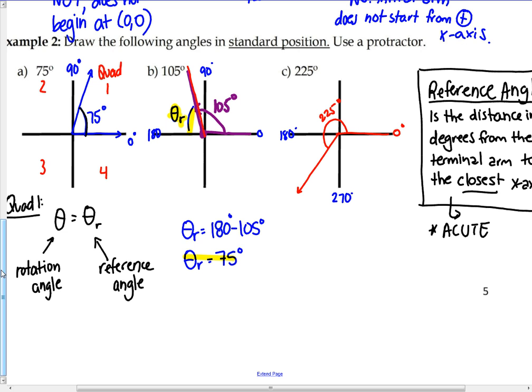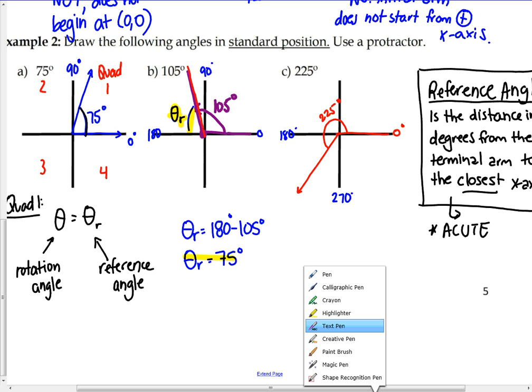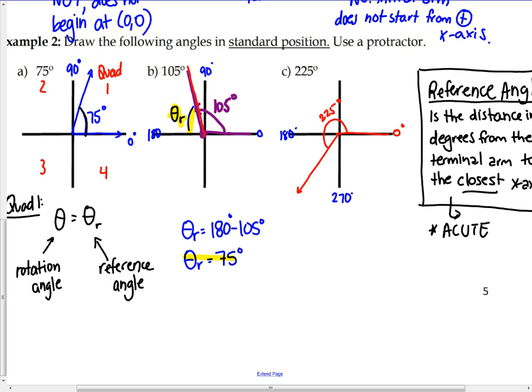Okay, C, what would the reference angle be? The reference angle in this case would be between the terminal arm and the closest x-axis. What's the closest x-axis? 180 or 0? 180. Okay, so this angle right there between our terminal arm and our 180 degrees is our reference angle. So that would be the reference angle for this guy. So how would we find him?